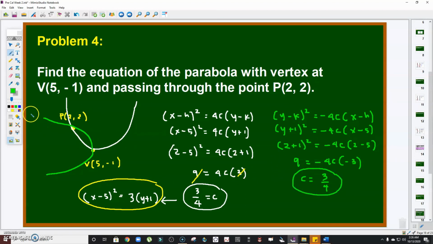However, the parabola opens to the left. So, therefore, ang equation natin dito is (y + 1) squared equals negative 4 times c, which is 3/4. Clearly, makakancel yung 4 like what we did earlier. So, magiging negative 3 times (x - 5). There you go. So, this is the answer. So, dalawa yung possible answers natin. Ito, tsaka to. Clear?